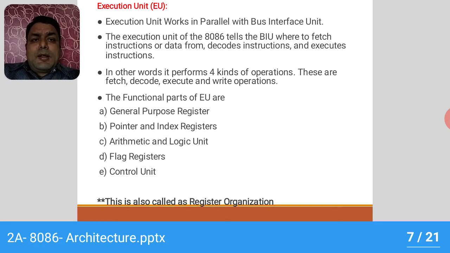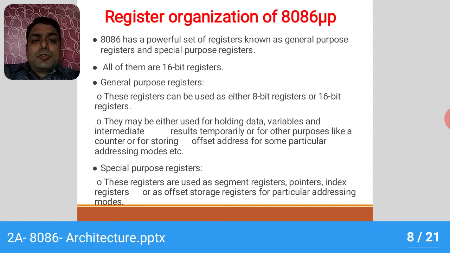This is the execution unit which works in parallel with the BIU. The functional parts of the EU are general purpose registers, pointer and index registers, arithmetic and logic unit, flag register and the control unit. This is also called the register organization of the 8086 microprocessor. Here all the registers of 8086 are 16-bit registers. They contain general purpose registers, which can be used as 8-bit registers or 16-bit registers depending upon our need. We also have special purpose registers.